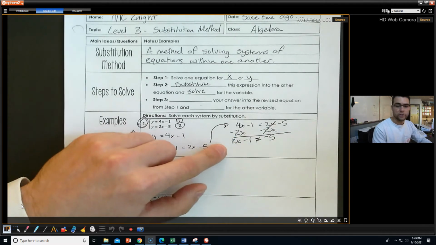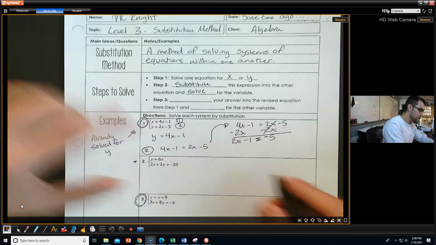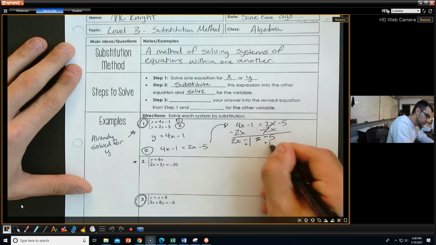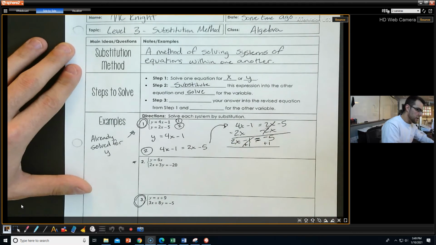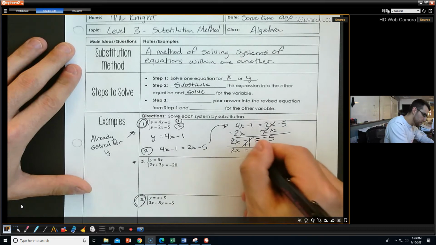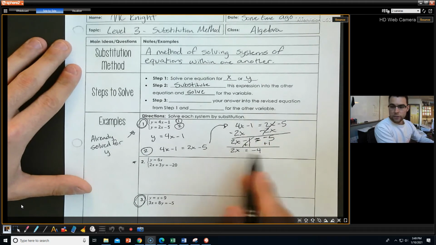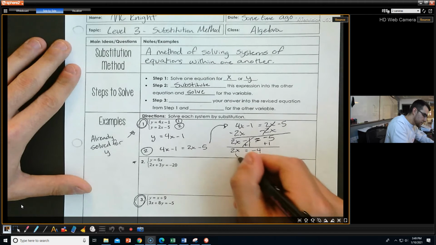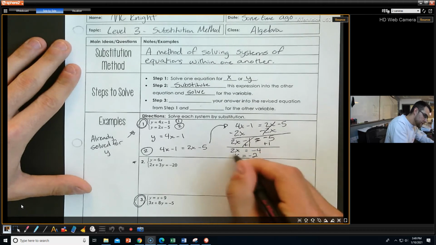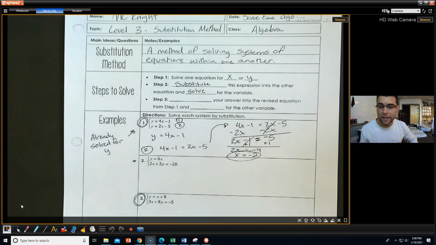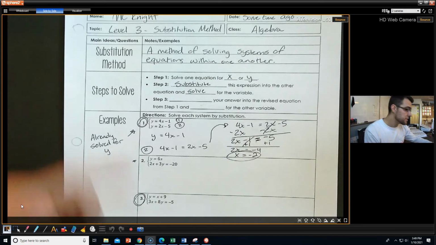So, again, when we do two-step equations, we want to get rid of what we're adding or subtracting first. I'm going to add this 1 to both sides. So I get 2x equals negative 5 plus 1, which is negative 4. I divide both sides by 2, so x is going to equal negative 2. And that is one of my answers. I'm not done yet, right?